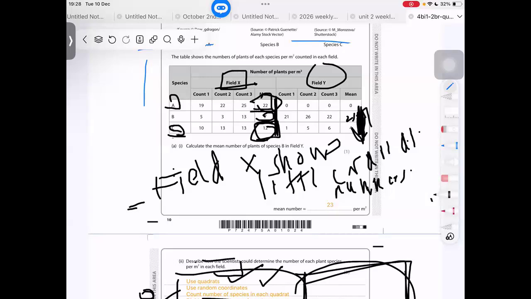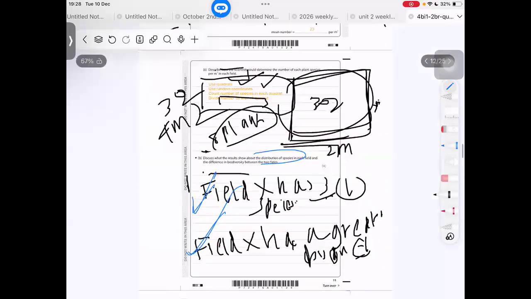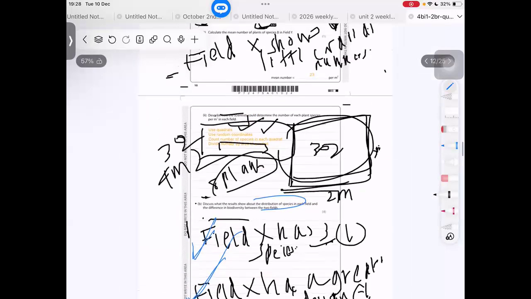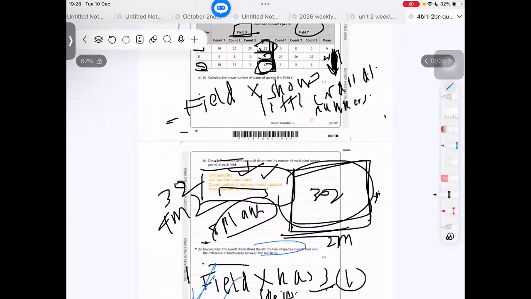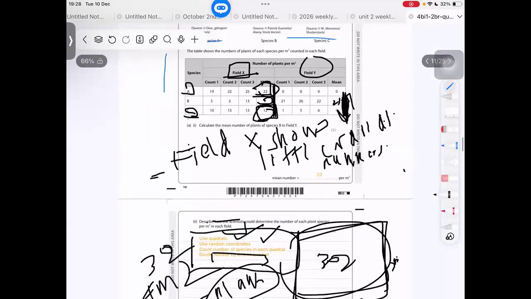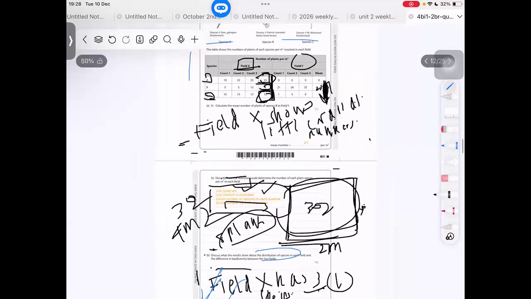Shall I repeat the 4 points? Yes, miss. Okay, so the first point will be field X has 3 species. Then the second one will be field X has a greater biodiversity. The third point will be field X shows little variation in numbers.